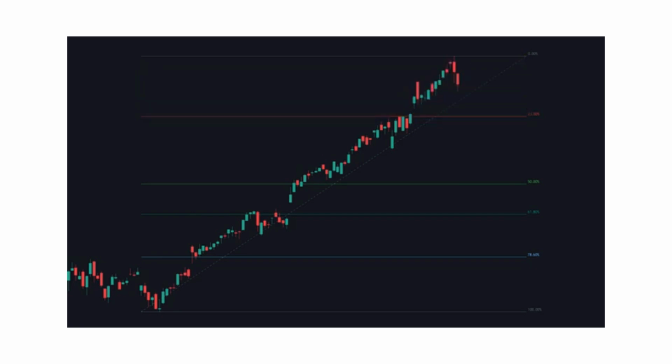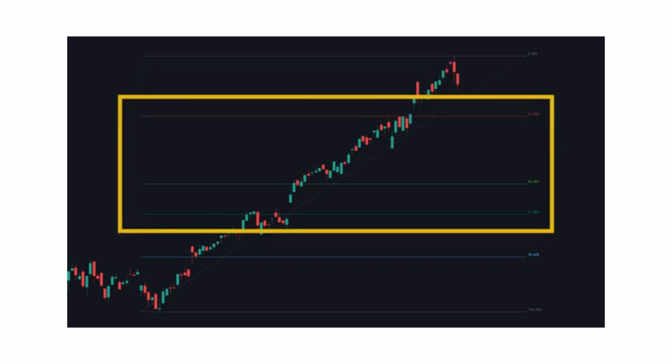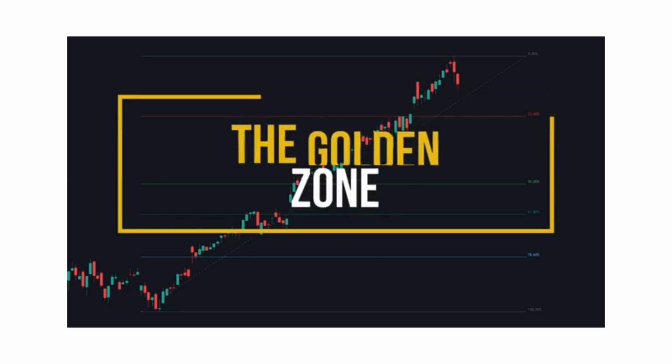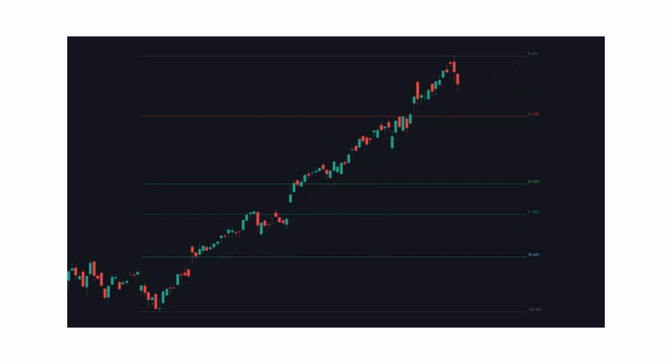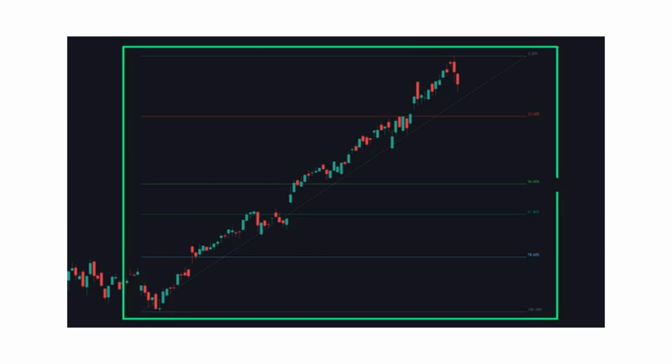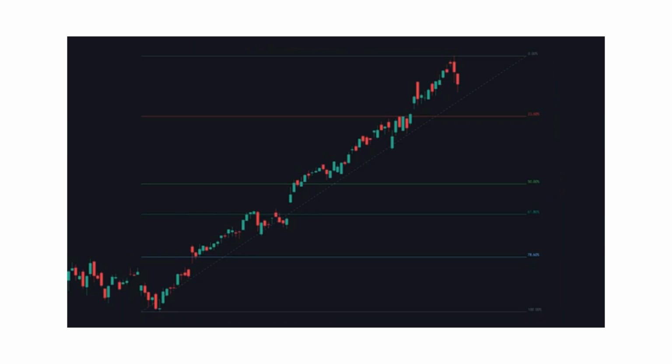The most common levels you'll see this happen with are these 3 levels: 23.60, 50, and 61.80. A lot of traders will call this area the golden zone. This tool will also tell us what is considered a pullback. If the price bounces off any of these lines, it's considered a pullback, meaning there's a chance for it to bounce off and go to the next level.